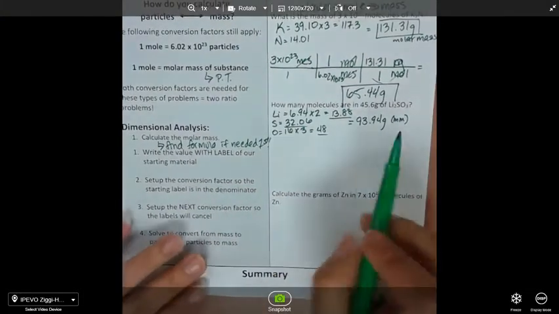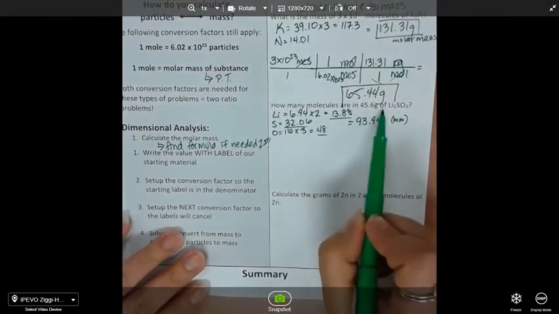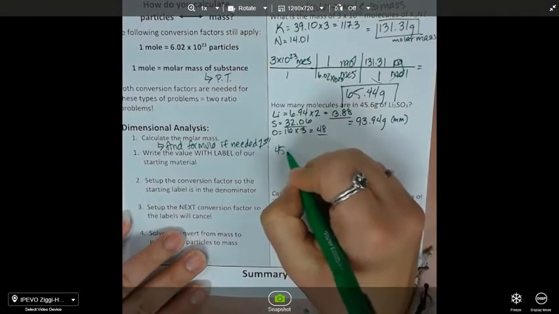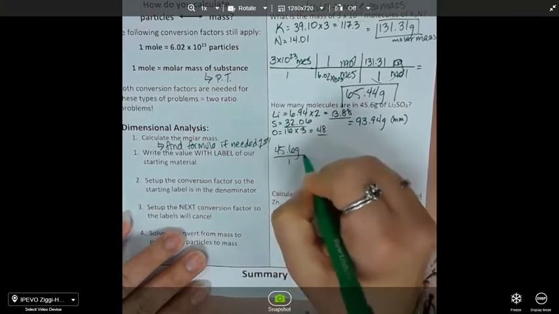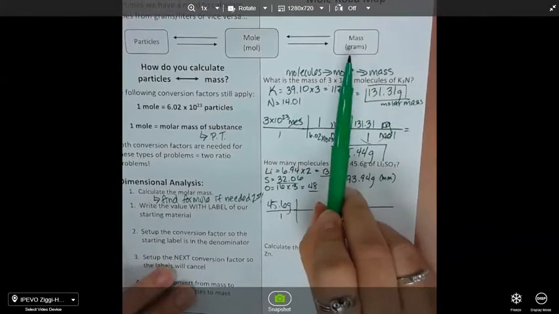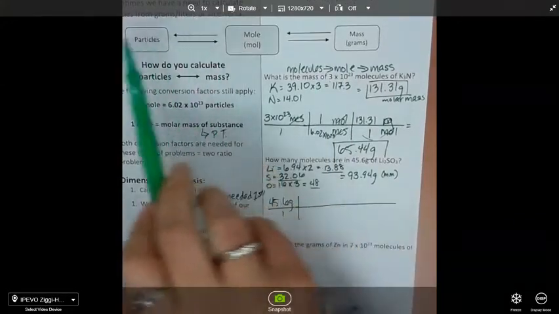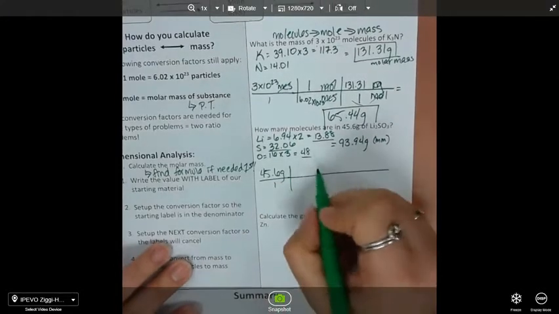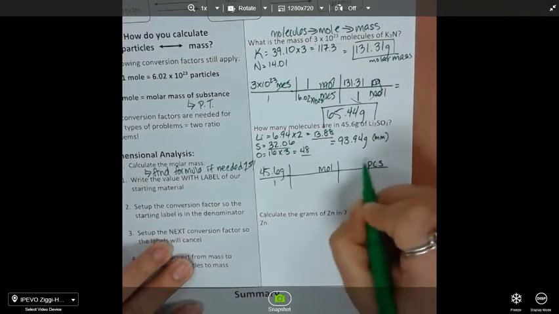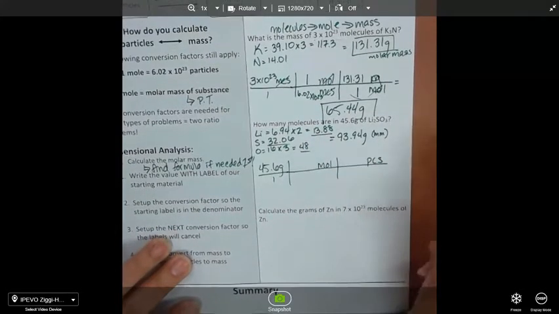All right, so let's start with our given. Our given is 45.6 grams. Put it over 1. Okay, now I'm going to go from mass, so let's follow our map. We're going to go from mass to moles to particles. So that needs to match our dimensions on the top. Mass to moles to particles. Molecules, particles, whatever. It doesn't matter what unit you use here.